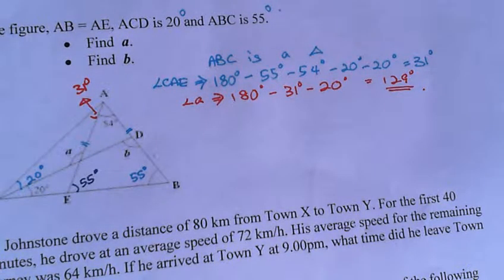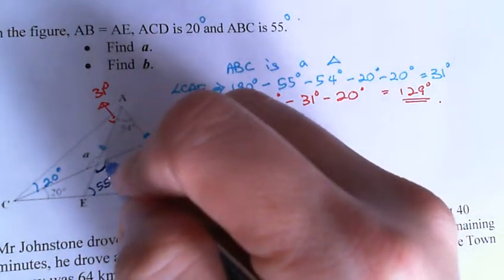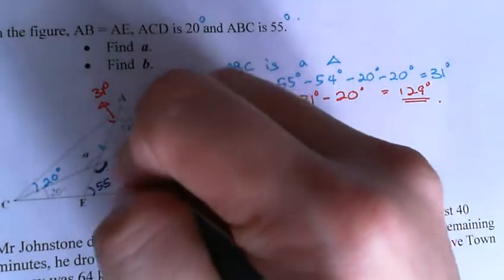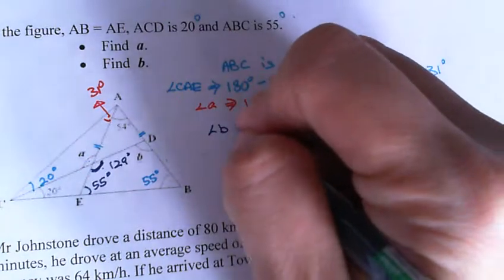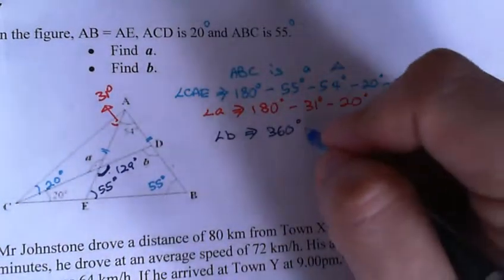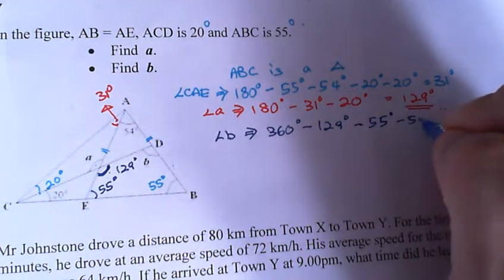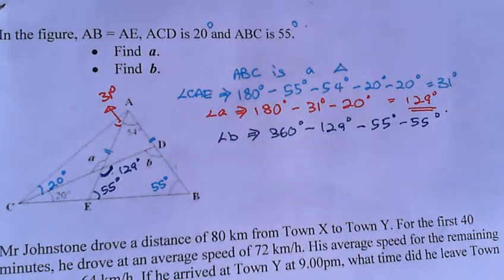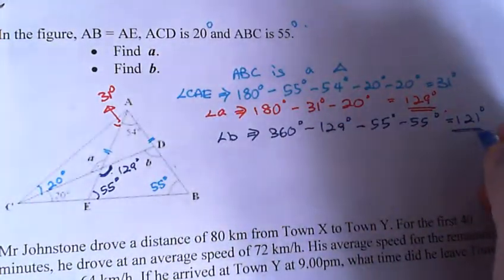So for this case, I'll take the four-sided figure because I know this is an opposite angle. If it's an opposite angle, this must be 129 degrees as well. So angle B is actually 360, which is the angles of a figure with four sides, minus 129 degrees minus 55 degrees minus 55 degrees, and I'll get my answer, which is 121 degrees. So angle B is 121 degrees.